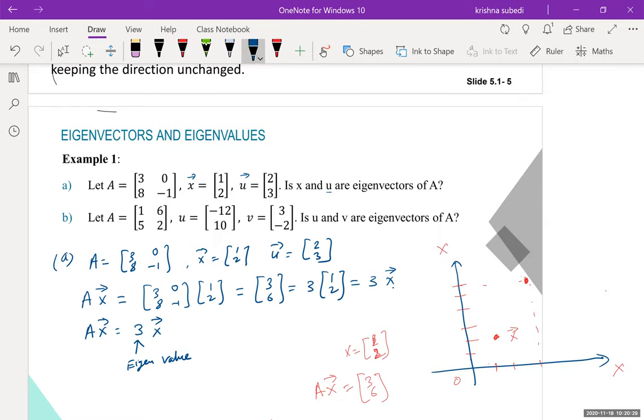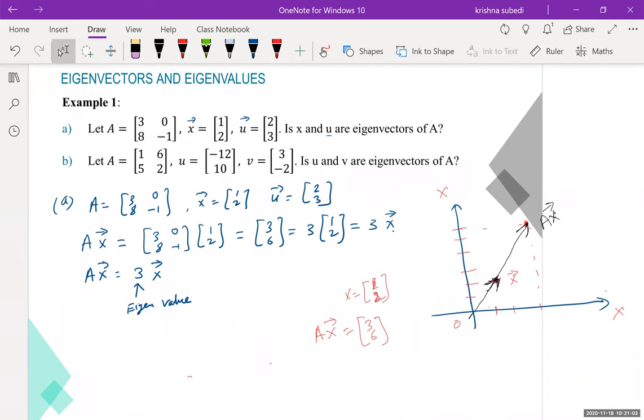Notice that this is our original vector X, and after multiplying this with A, I got this vector AX, which is actually three times greater than X. It stays in the same direction. Therefore, clearly X is an eigenvector, with eigenvalue three.